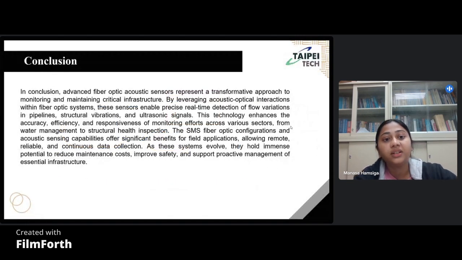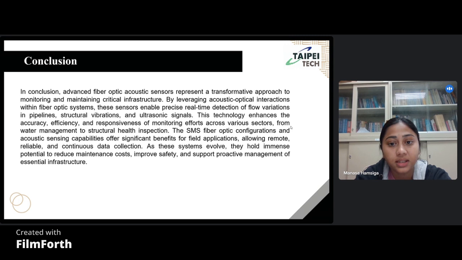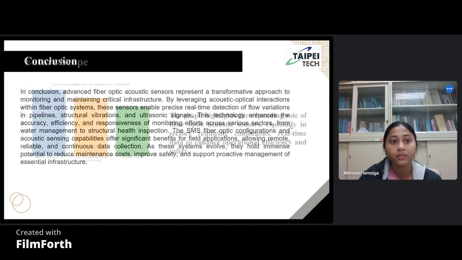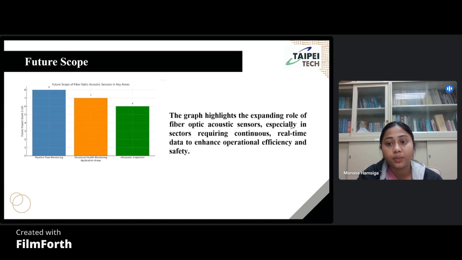So the conclusion: the advancement in fiber optic sensors represents a transformative approach to monitoring and maintaining critical infrastructure by leveraging the optical interactions within the fiber optic system. The technology helps in enhancing the efficiency, accuracy, and responsiveness of remote monitoring in various sectors, from water management to structural health inspection. The SMS fiber optic configuration and acoustic sensing capabilities offer significant benefits for field applications. As these systems evolve, they hold immense potential to reduce maintenance cost and improve the safety of managing essential infrastructure. The graph highlights the expanding role of fiber acoustic sensors, especially in sectors requiring continuous and real-time data to enhance operational efficiency and safety.